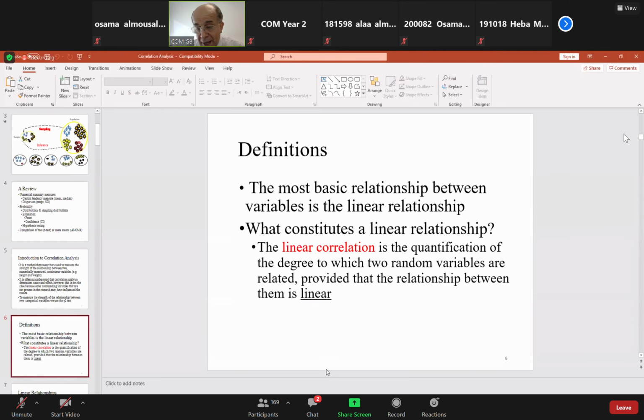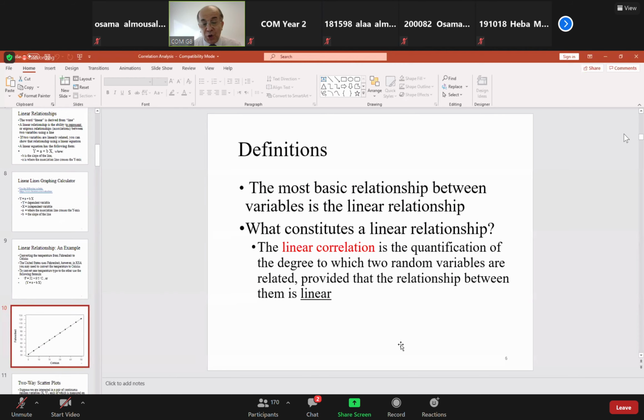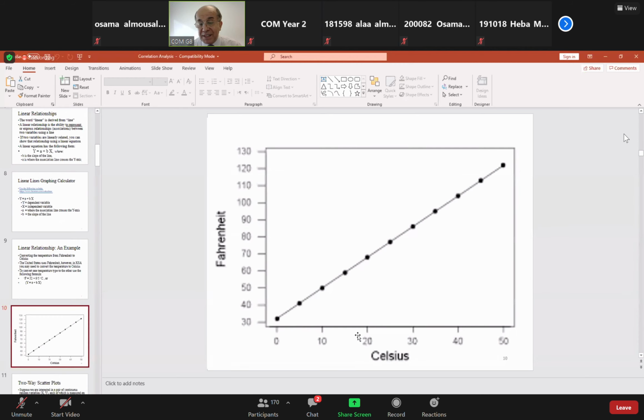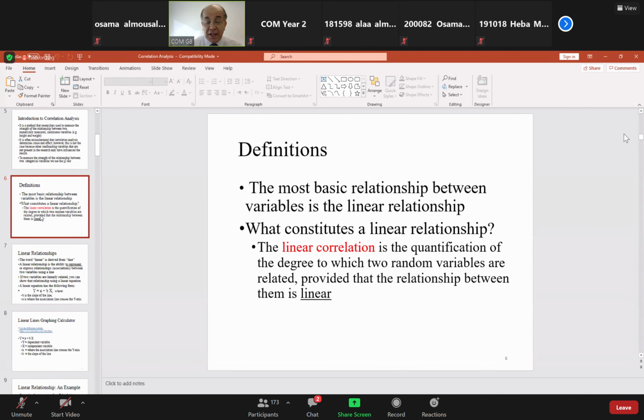Now, from your background in high school, you studied the line, okay? You studied the line and you know how to draw a line. You have X and Y, and you see this line, so you know how to draw a line. That's how they taught you about the linear relationship or the linear equation, which you had in linear algebra in school. So the most basic relationship between two variables is that they vary. When they vary, they draw a line.